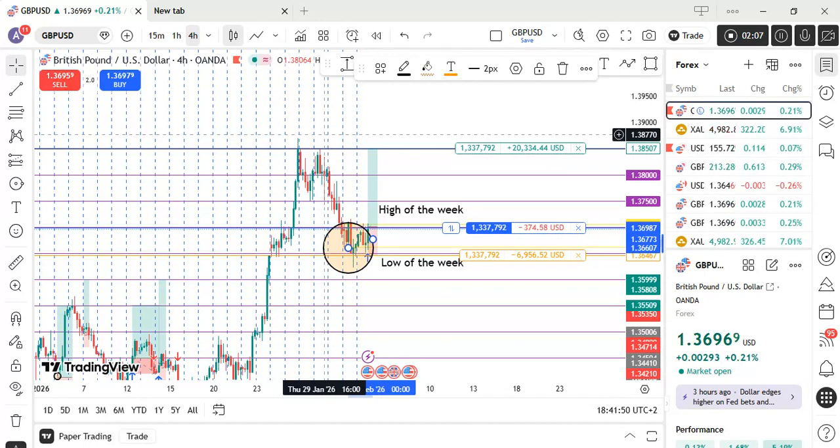The confluences I look out for: the high of the week, the low of the week, trend lines, and price action as well. I also look out for psychological levels. That's why you see my chart being labeled. You can clearly see them. The purple lines, those are my psychological levels that act as support and resistance.